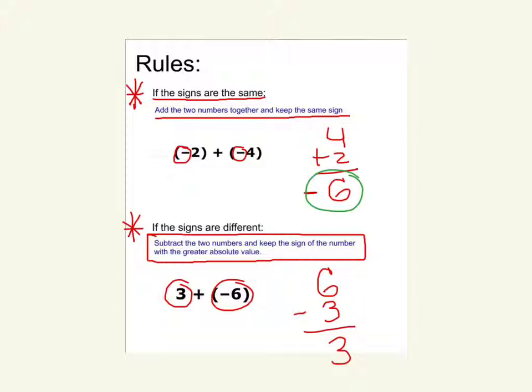So I come back here and look at these numbers. Which number is bigger, 6 or 3? Well, remember, we're looking at the absolute value. So we're looking at the absolute value of +3, which would be +3, and the absolute value of -6 would be +6. So which one has a greater absolute value? Well, obviously, the -6 has a greater absolute value, and since it is negative, that means that my answer also has to be negative. So my answer is going to be -3.